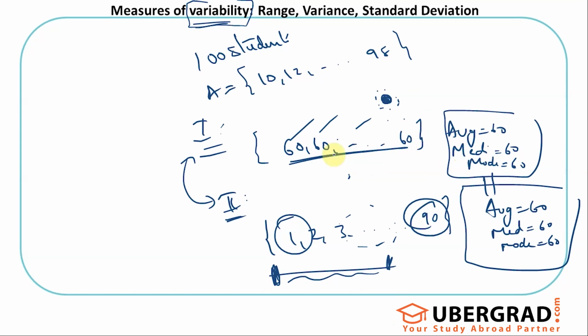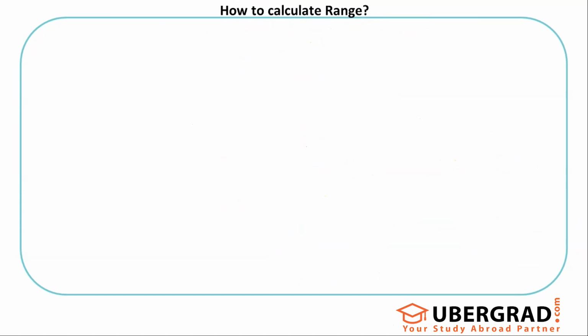That's why central tendency would not solve the problem which I'm posing here. So we use the measures of variability. There are multiple ways: range, variance and standard deviation. So let's talk about how we calculate them.